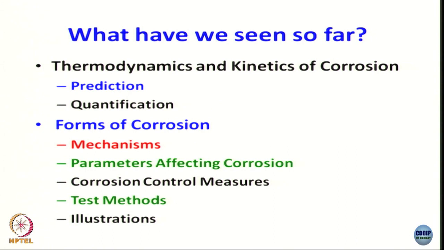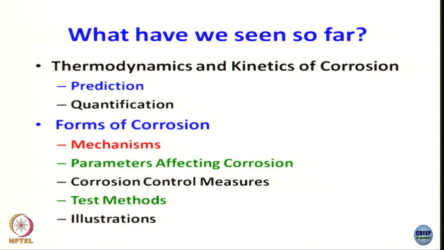And we used the electrochemical concepts to predict the corrosion, because that is much easier than using the free energy concept. Then for quantification, we looked at the kinetics of the corrosion, wherein we started with the simple Tafel relationships, the relation between the overvoltage and the current as an electrochemical reaction would have. Then we used the Tafel relationship to calculate the E corr value and I corr value, that is corrosion potential and corrosion current densities.